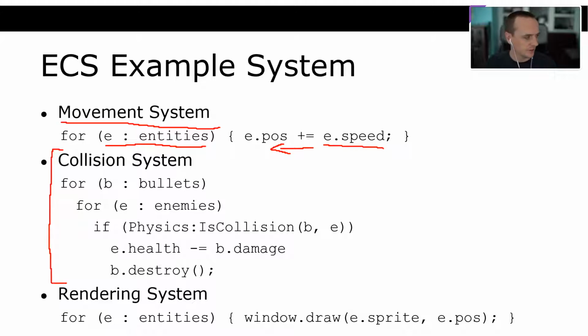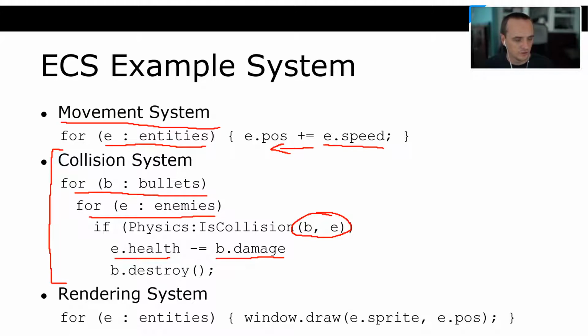Next, maybe we have something like a collision system. If we want to write a system that does the collisions, and for example we want to write the code that says, okay, when a bullet hits an enemy, I want to destroy the bullet and I want the enemy to take some damage, well, that looks really, really simple now. What we can do is just loop over all the bullets on the screen, and then say, for each enemy, if there's a collision between the bullet and the enemy, subtract the bullet's damage component from the enemy's health component, and then destroy the bullet, right?